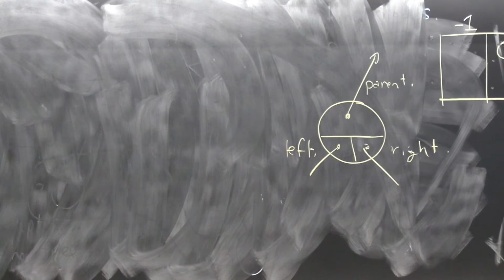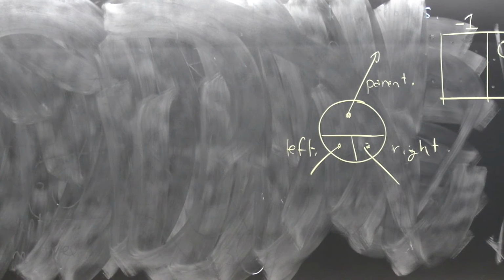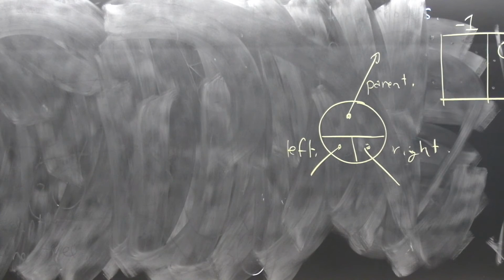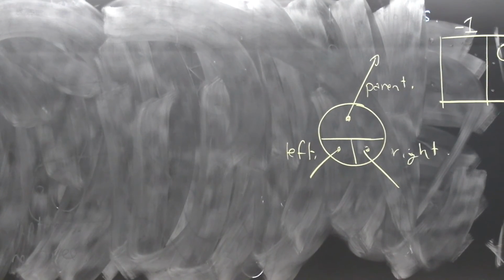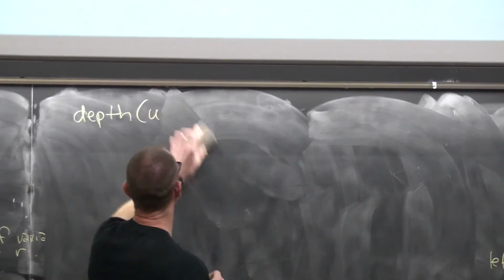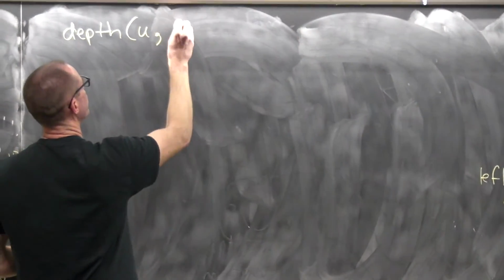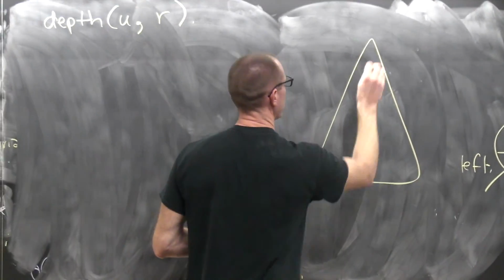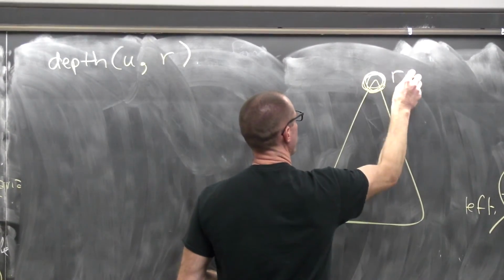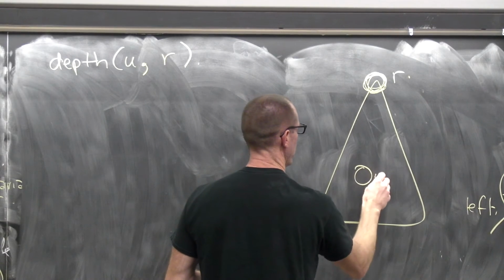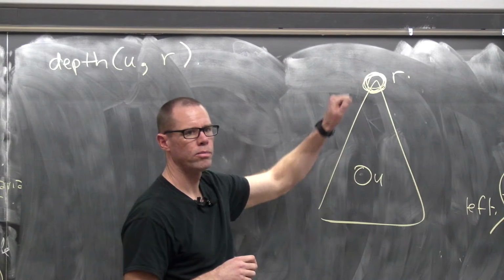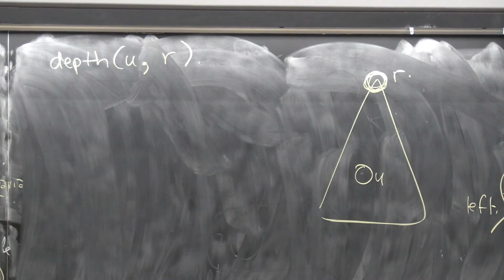One example is, what if I ask you to write a function that returns the depth of the node u in the tree rooted at R? So that's a picture that looks like this. Here is R, somewhere in here is u, and I'm asking you for the depth of this node u in that tree. So how would you do that?